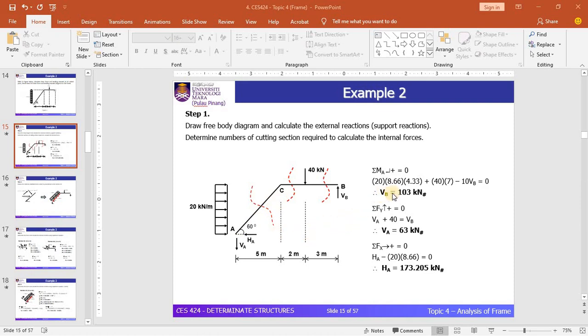By considering the three equilibrium equations, you can see that the reaction at support B is equal to 103 kilonewton, VA is equal to 63 kilonewton, and HA, which is the horizontal reaction at support A, is equal to 173.025 kilonewton. I don't want to focus in detail on the reactions at the supports, so I hope that you can figure them out by yourself. I would like to concentrate on the beam analysis, meaning the member analysis, of these frame structures.